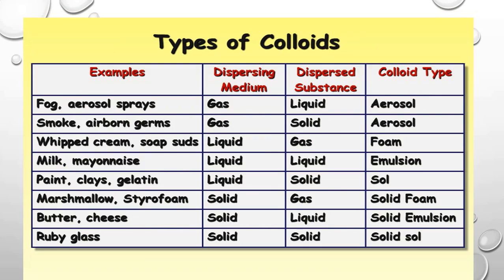Okay, moving forward. You don't have to write these down. These are just some types of colloids that you can think of. Fog. How many have experienced driving in fog? Yeah, it's so much fun. Smoke, airborne germs, whipped cream, suds, milk, mayonnaise, paint, clays, gelatin, marshmallows, styrofoam, butter, cheese, ruby glass. A lot of these you're going, butter, cheese, what? It's how it's dispersed within it.